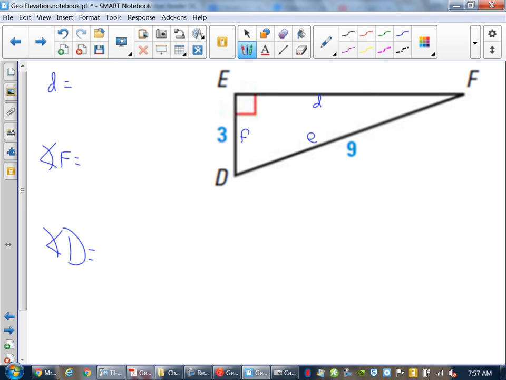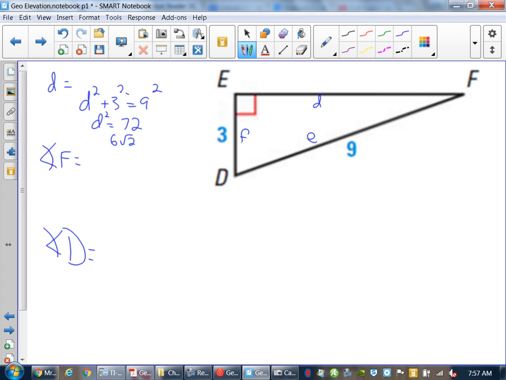So if you start with your Pythagorean theorem, which of those three side lengths is your hypotenuse? 9. So we can just say it's going to be d squared plus 3 squared is 9 squared. So d squared, 81 minus 9 is what? 72. Square root of 72 would be, 36 and 2, so 6 root 2. You get 6 root 2.